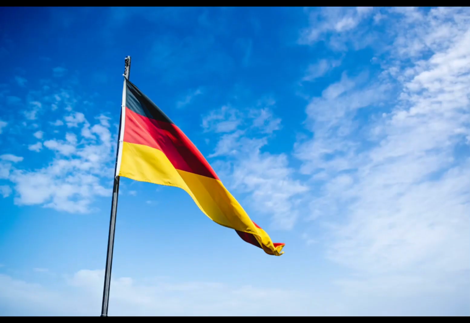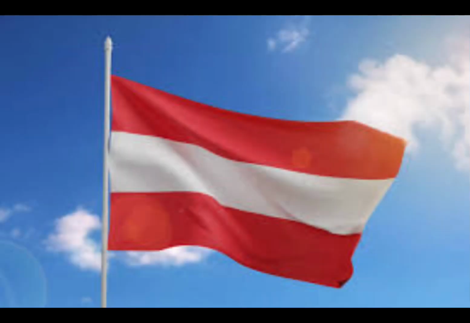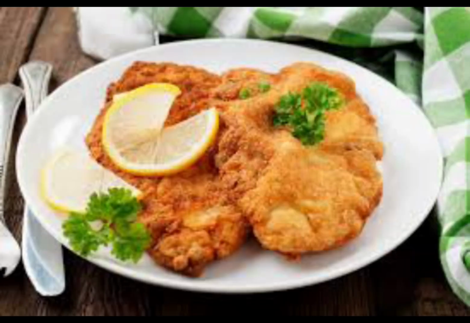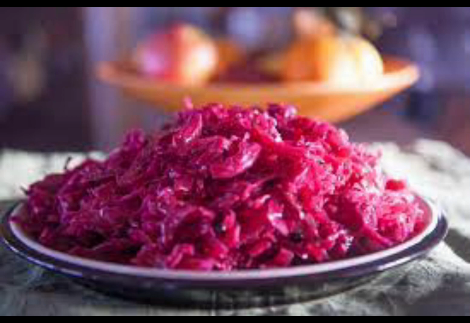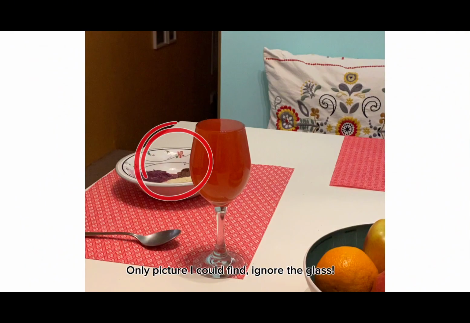After many years of being under other countries' rule, Czech culture has changed a lot. From countries like Germany and Austria, Czech has adopted many foods like schnitzel, sausage, and sauerkraut. Even after many years, many Czech families, including mine, still eat these foods.